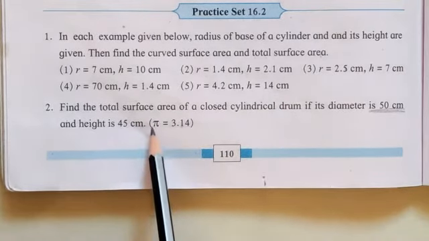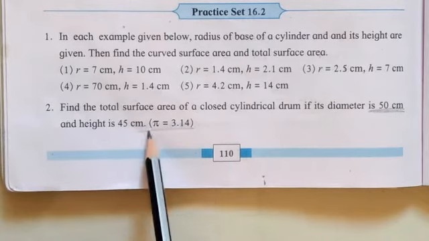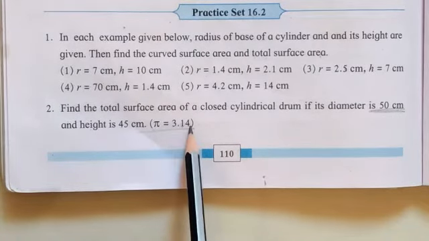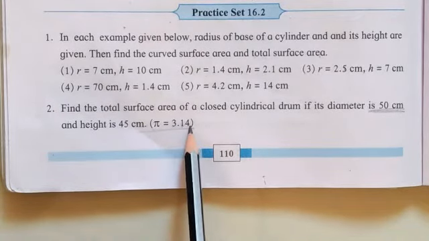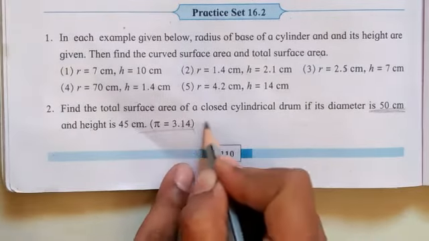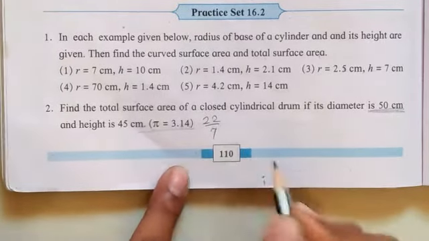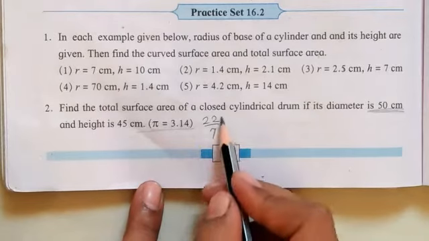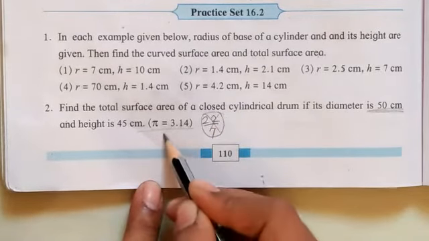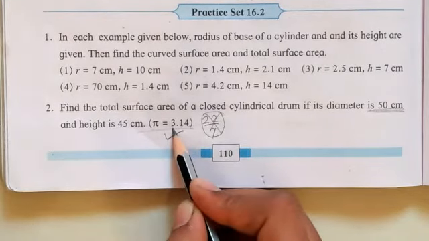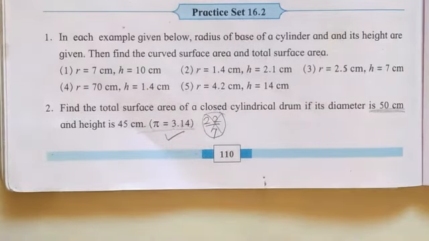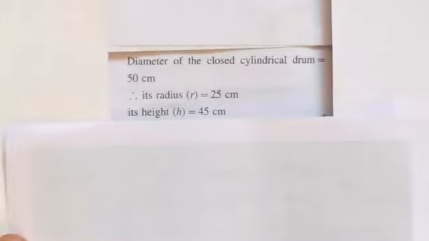But students, here in the bracket they have given us the instruction, that is pi is 3.14. Generally the value of pi we use is 22 upon 7. But for this question, instead of this value we have to use 3.14. Got it students? Let's solve the question.